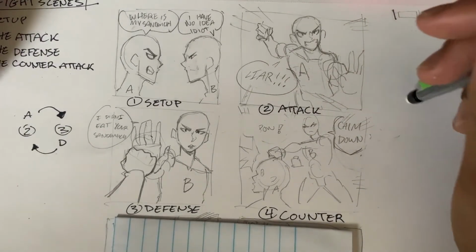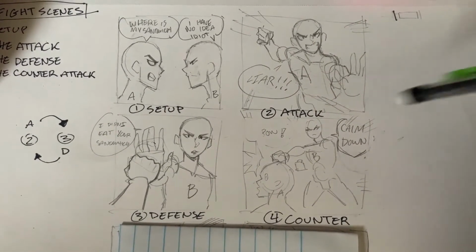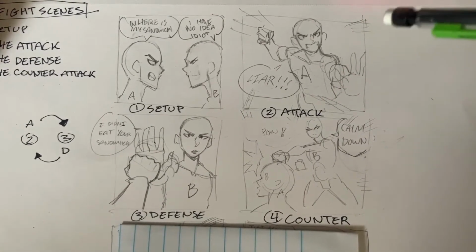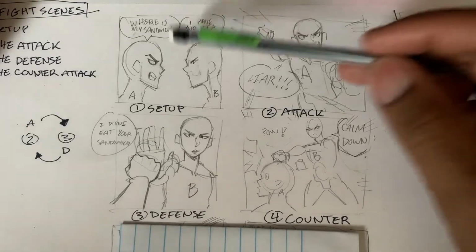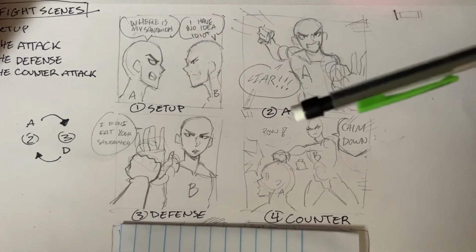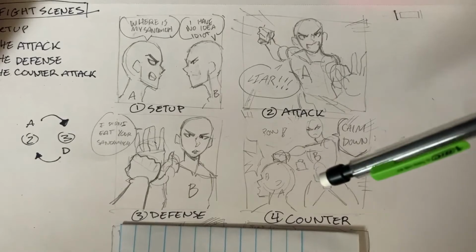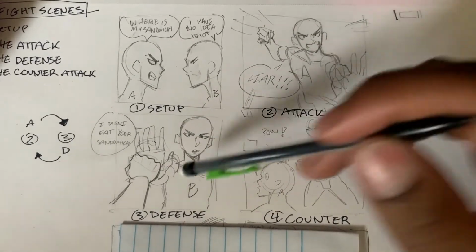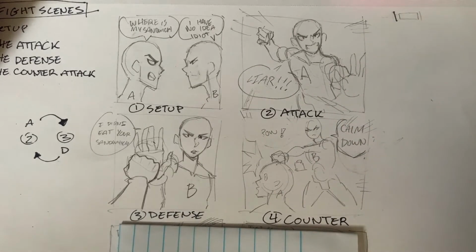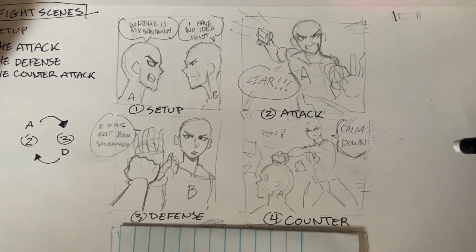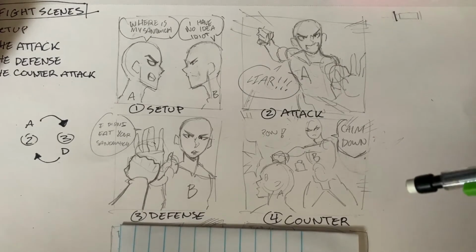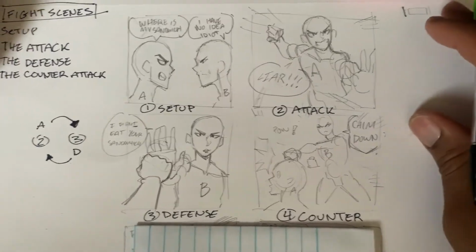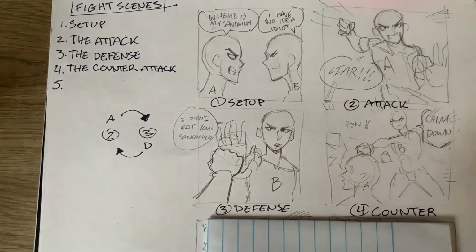Okay, so we got the counter done. Now I just want to talk about the next step, which is the final blow. So once you've set up the conflict, you have character A attack character B, and then character B counters it, and then you go on a cycle of attack, defense, counter. This is the counter stage, where you, like I said, choose whether or not to end the fight here. And so step number 5 is the final blow.